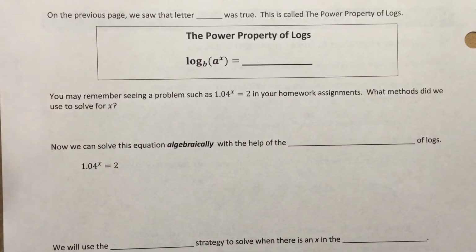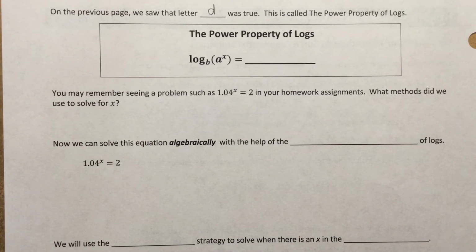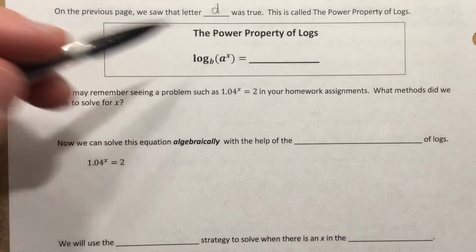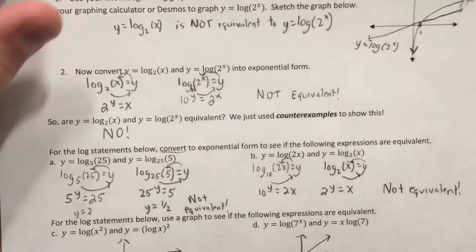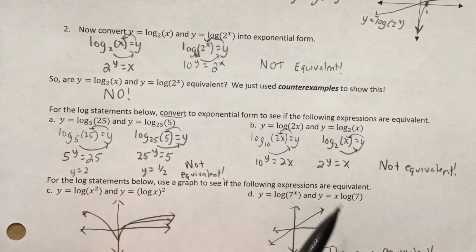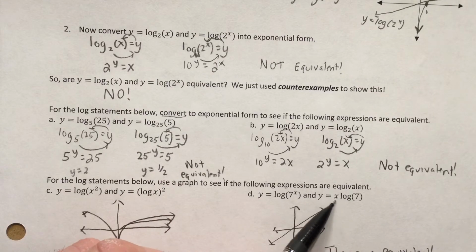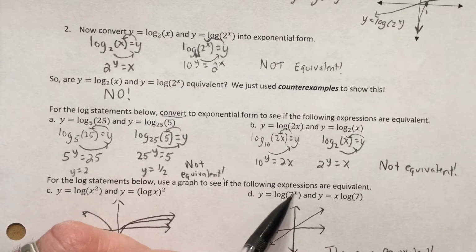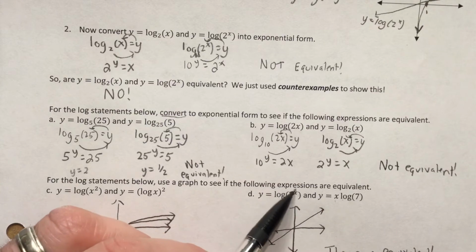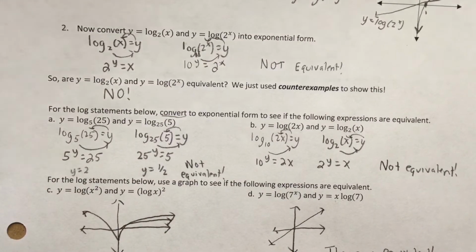So on the previous page, we saw that letter D was true. This is called the power property of logs. In the power property of logs, if you notice what was true here, we had log of 7 to the x, and that was the same as the x in front of the log. We had a log, same base. We had the 7 in parentheses, but here the x was in the exponent, and now the x was moved in front and multiplied, and that's equivalent.